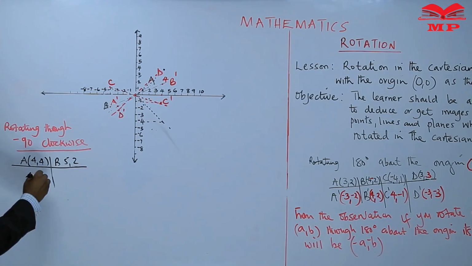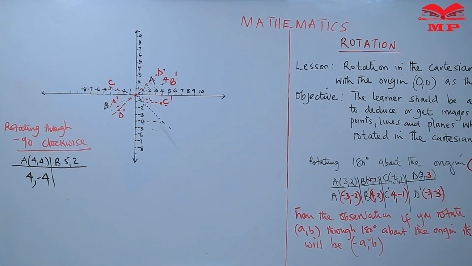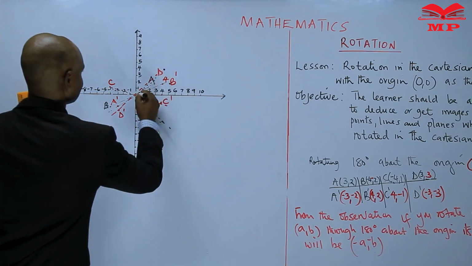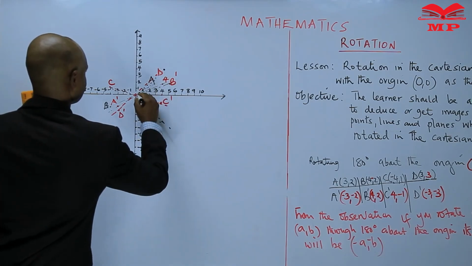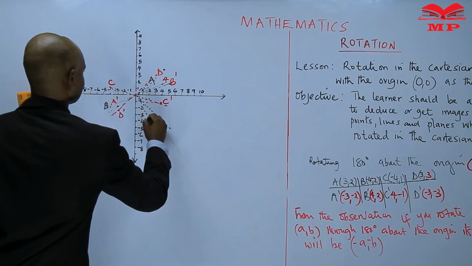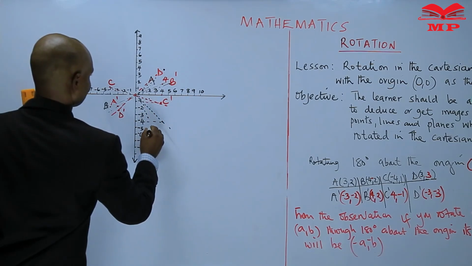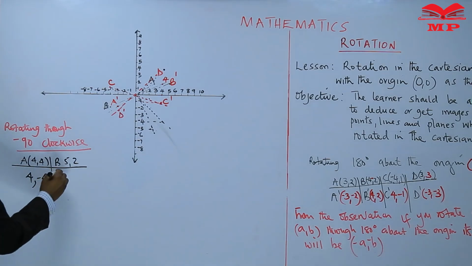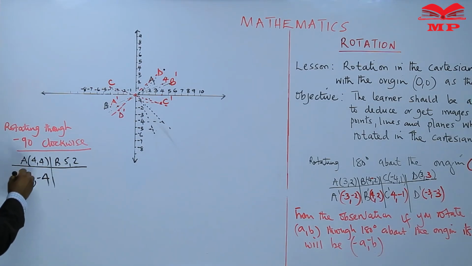4, -4. Let's look at 5, 2. 5, 2 is here. You join, you'll have also a right angle. You'll come and have 2, -5. So this is A prime.